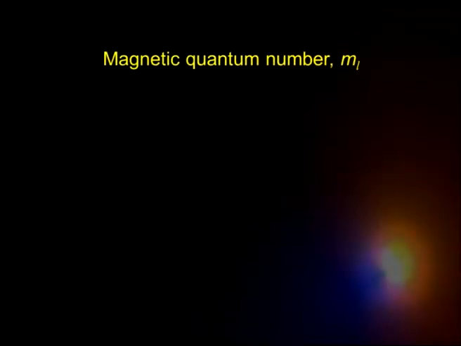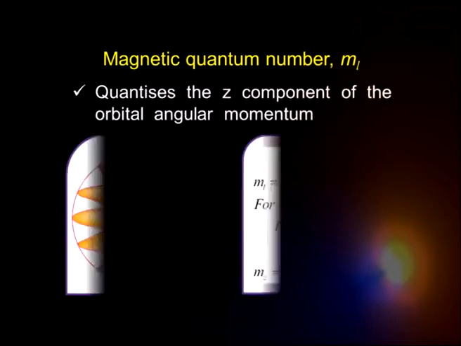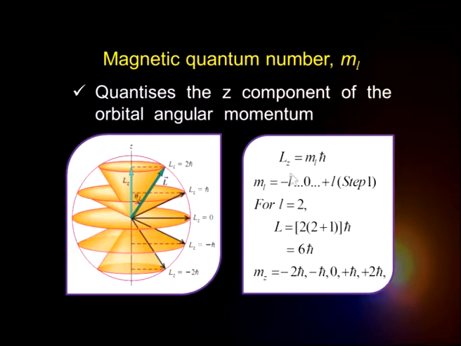The third quantum number is the magnetic quantum number, or ml. ml depends on the value of L, so it is given as a subscript of L. And this quantizes the z component of orbital angular momentum. Let's take an example to understand. The expression here is that Lz is equal to ml into h cross. h cross is the unit of angular momentum and ml are the different z components of the angular momentum.